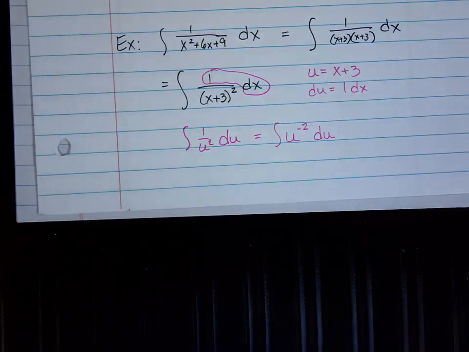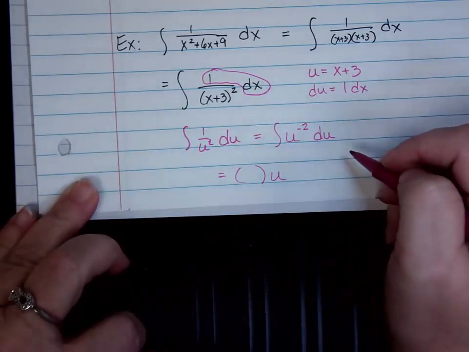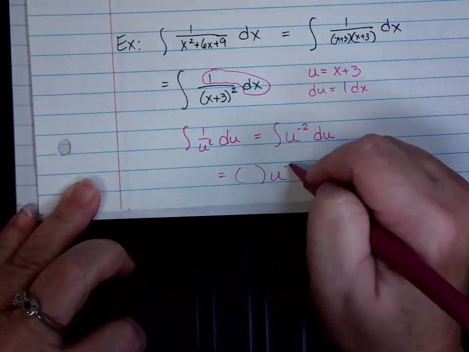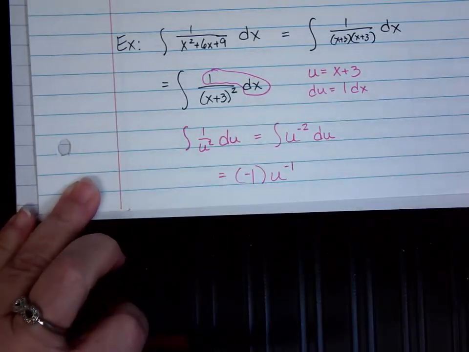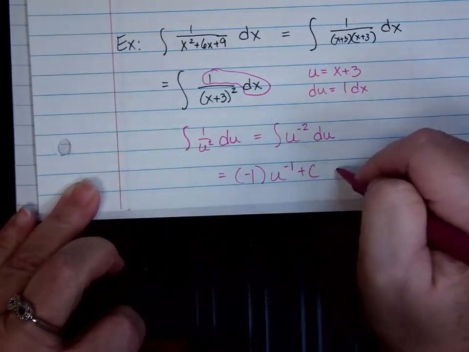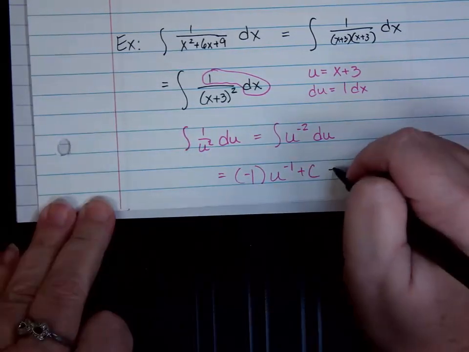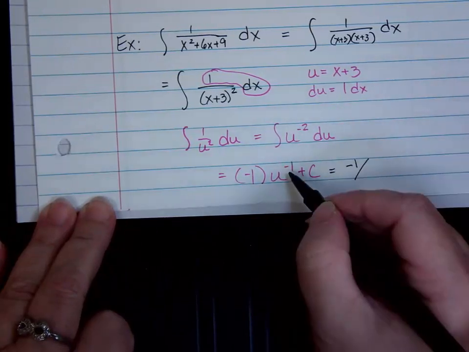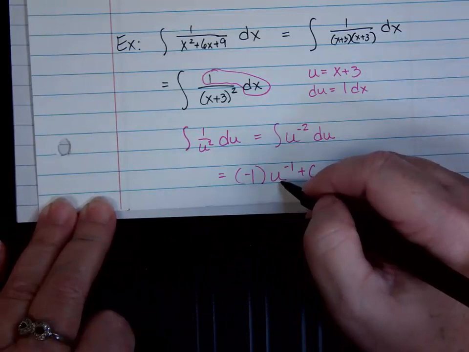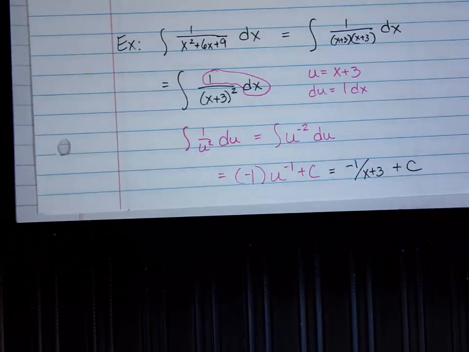So that would be parentheses u to the negative 1. And then the reciprocal is still a negative 1, plus c, and now we change it back to x's. So that's going to be negative 1 over, because it's got a negative exponent, whatever u is. What's u? x plus 3? Plus c.